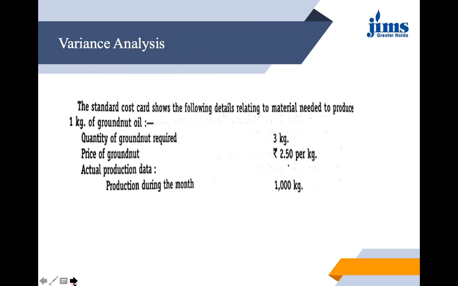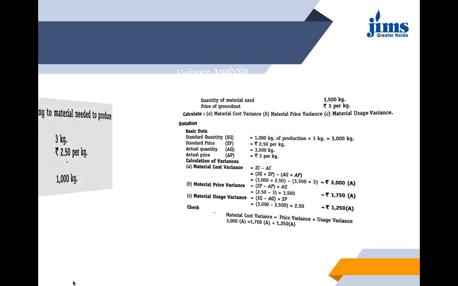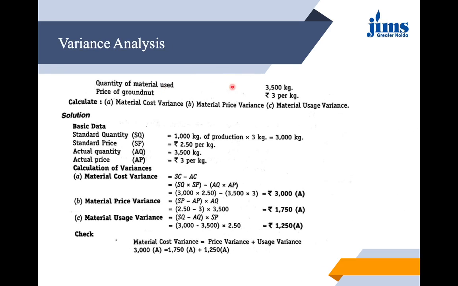Then let us have a look at one more question on this basis. The standard cost card shows the following details relating to material needed to produce 1 kilogram of groundnut oil: quantity of groundnut required 3 kg, price of groundnut 2.5 per kg. Actual production data: production during the month 1000 kg, then quantity of material used 3500 kg, price of groundnut is rupees 3 per kg. We need to find all the three material variances.